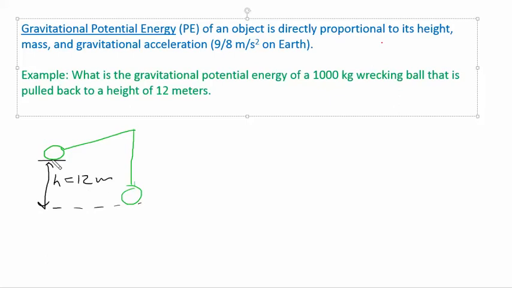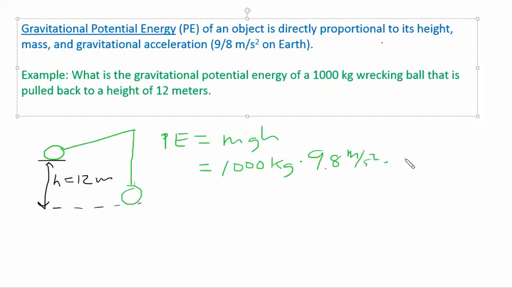And at this point here, we can do a little math. Potential energy equals mgh. So this is a 1,000 kilogram wrecking ball. g is 9.8 meters per second square. The height of it is 12 meters. So calculating that out, we get 117,600 joules. It would also be good practice to write up here the mass equals 1,000 kilograms. So we're getting all of our information on the page like that.